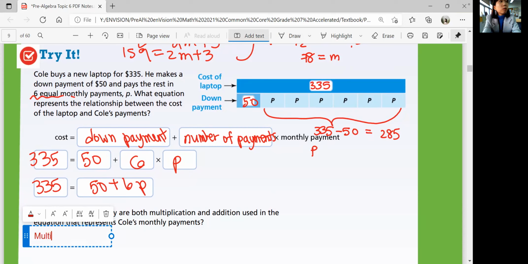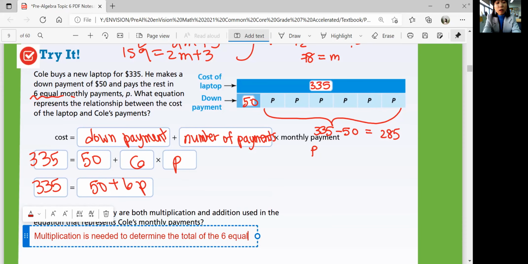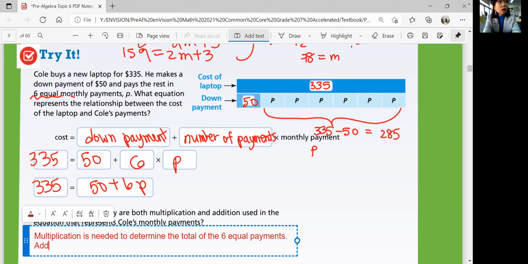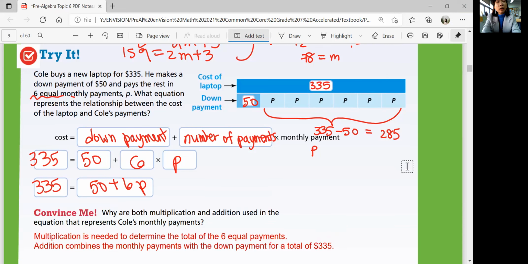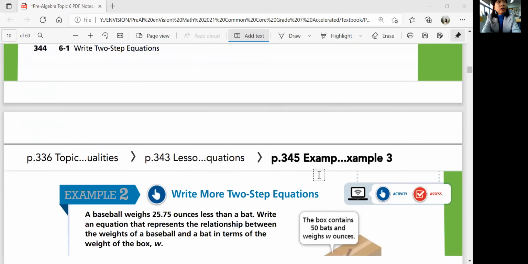So let's write that down. Multiplication is needed to determine the total of the 6 equal payments. Addition combines the monthly payments with the down payment for a total of 335. There you go. Okay, so that's why we need both multiplication and addition. It depends on what you are trying to get. Okay, let's look at the next page.